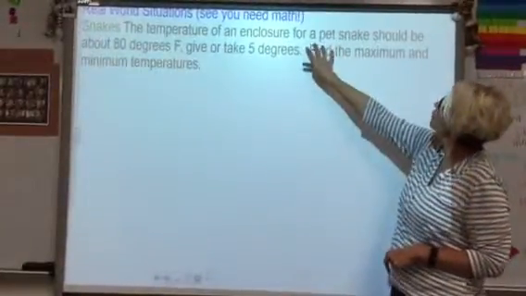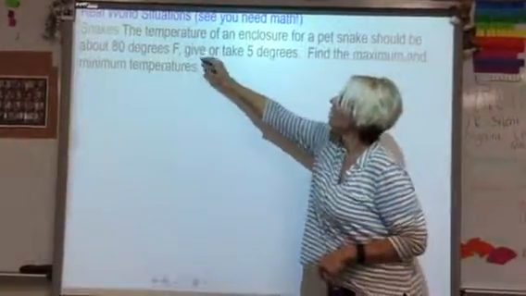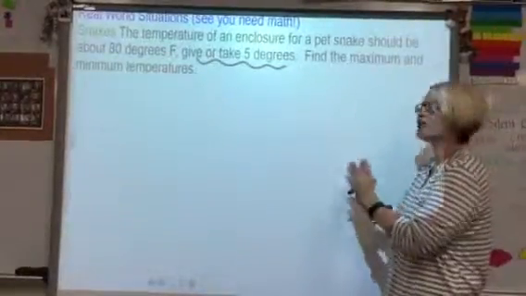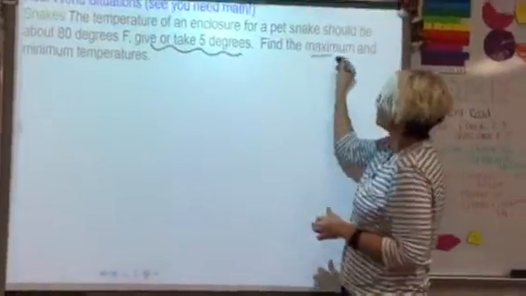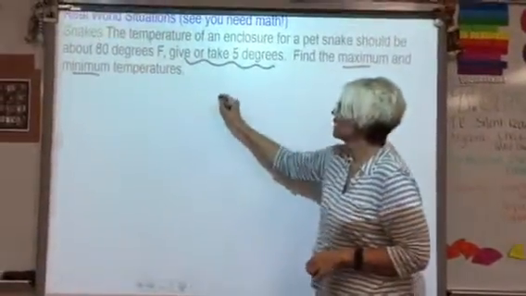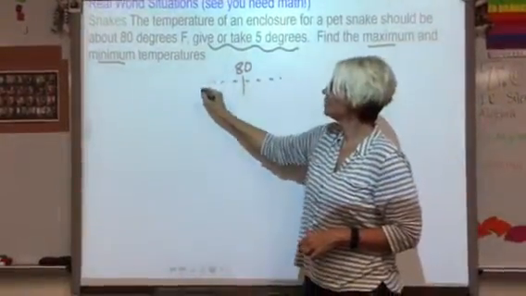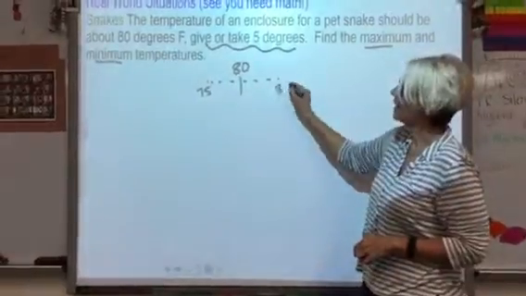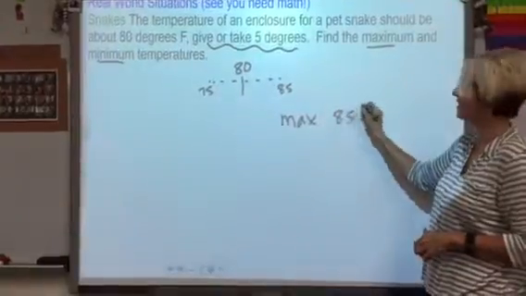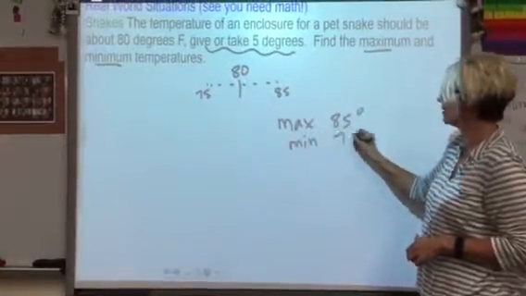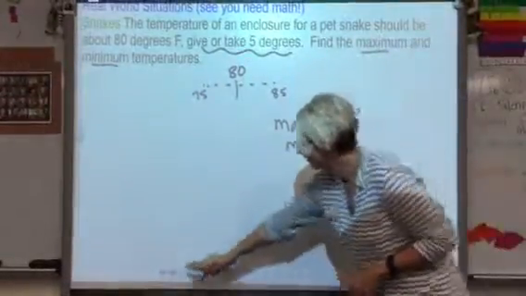The temperature of an enclosure for a pet snake should be about 80 degrees Fahrenheit, give or take 5 degrees. Here's our absolute value. We have to be 5 degrees to the left of 80 and 5 degrees to the right of 80. So we want to find the maximum and the minimum temperatures. So here's 80, our midpoint, and we've got to go 5 to the left, which would be 75, 5 to the right, which would be 85. So what is our maximum? Maximum, 85 degrees. What is our minimum? 75 degrees. And our midpoint was that 80 because we went 5 to the left, 5 to the right.